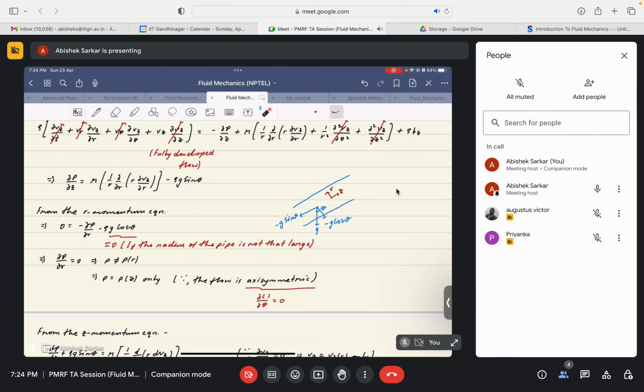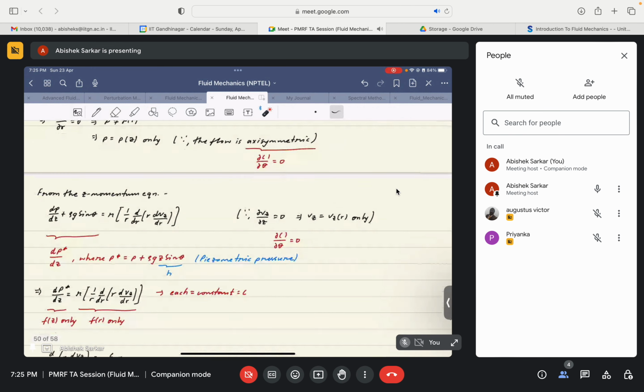So finally we can write that p is only a function of z, because d by d theta of all the terms were 0, as per our initial assumption that the flow is axisymmetric. So the only direction along which the derivative of p can exist is along the z direction. So p is only a function of z.